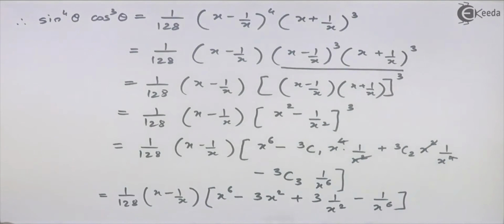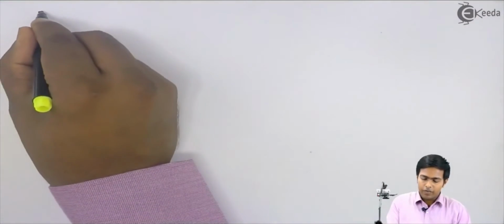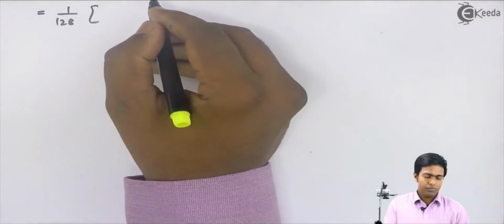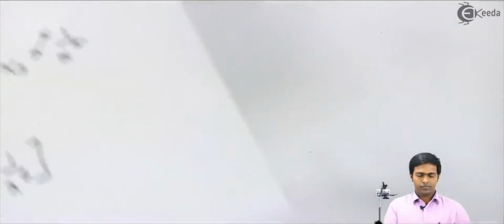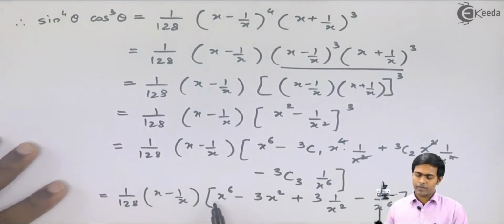Now we will multiply these 4 terms by these 2 terms, so that we will get 8 terms. So I'll first of all multiply this bracket with x and then by 1 upon x. So we will get 1 upon 128 into x raised to 7, since x into x raised to 6 is x raised to 7.